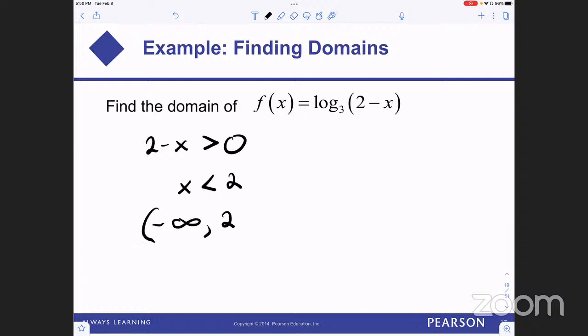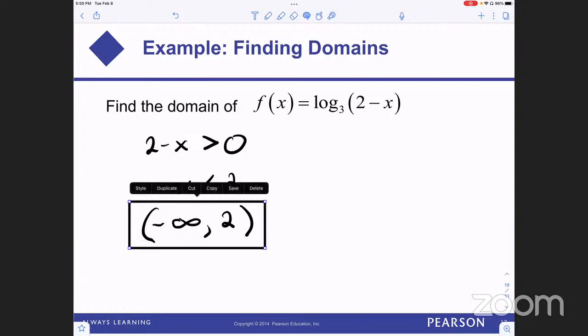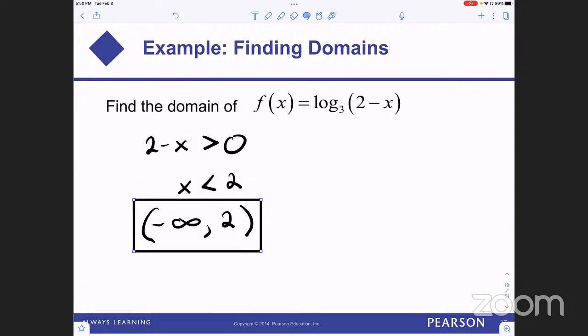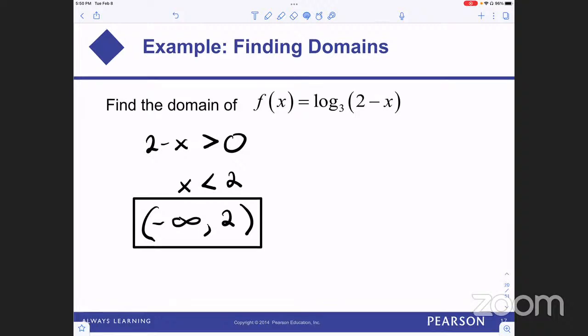Infinity always gets a parentheses. And because there's no bar here, that means we use a parentheses. If there was a bar, then we would use brackets. A parentheses means we get really close to that number, but we don't actually reach it. A bracket means we get really close to that number and we actually do reach it. We include the number. Okay.